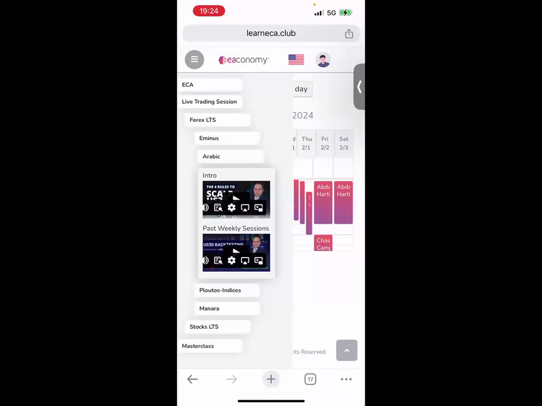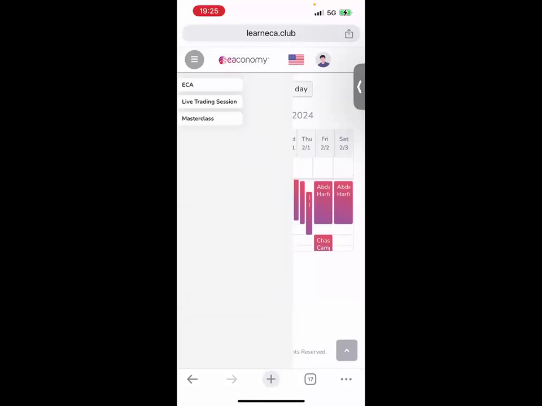We have Pluto's indices. For you that is in the Pluto's pack, you need to be packing enough money, because Pluto's is next level stuff. Then you have Manara. So click on Manara. Live trading session. We're on live trading session. Forex, Manara. So we have Forex and Manara training.